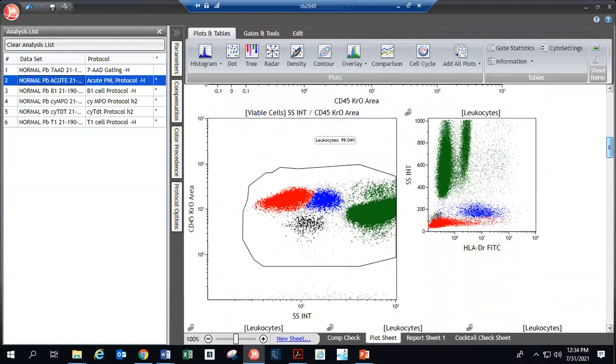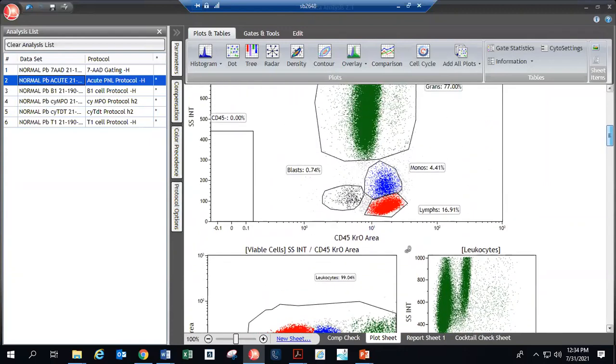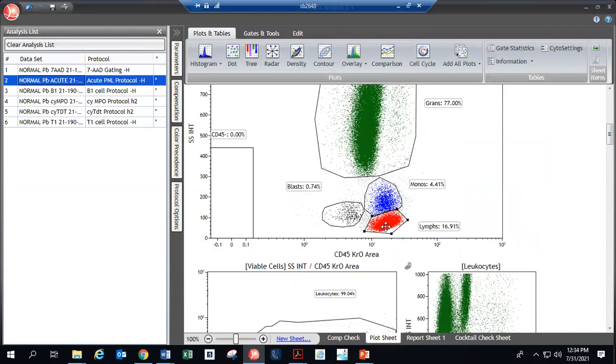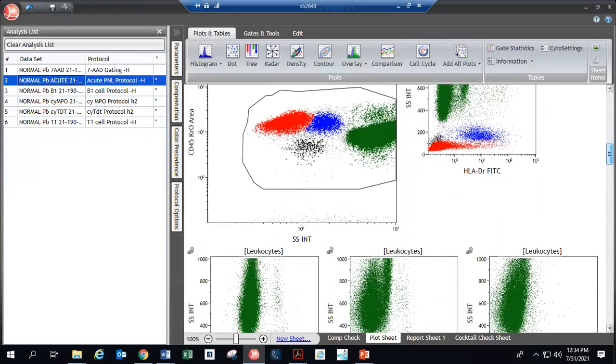So over here, remember that this blue population is our monocyte population. Let's go back. The red population is the lymphoid population. So this will help you going further. So blue is monocytes, red is lymphoid, black is blasts, and green is granulocytes.